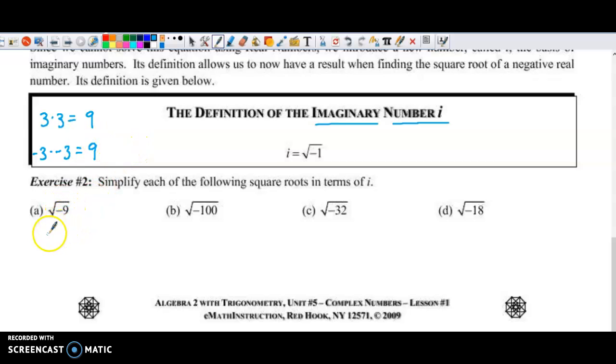Well, we fix that by essentially rewriting this problem. I'm going to over-explain this first one as the square root of negative 1 times 9. And so we can rewrite it as the square root of negative 1 times the square root of 9. And the square root of negative 1 by definition is i. We typically write it over here. And then the square root of 9 is 3. So you can quickly do a lot of these problems.